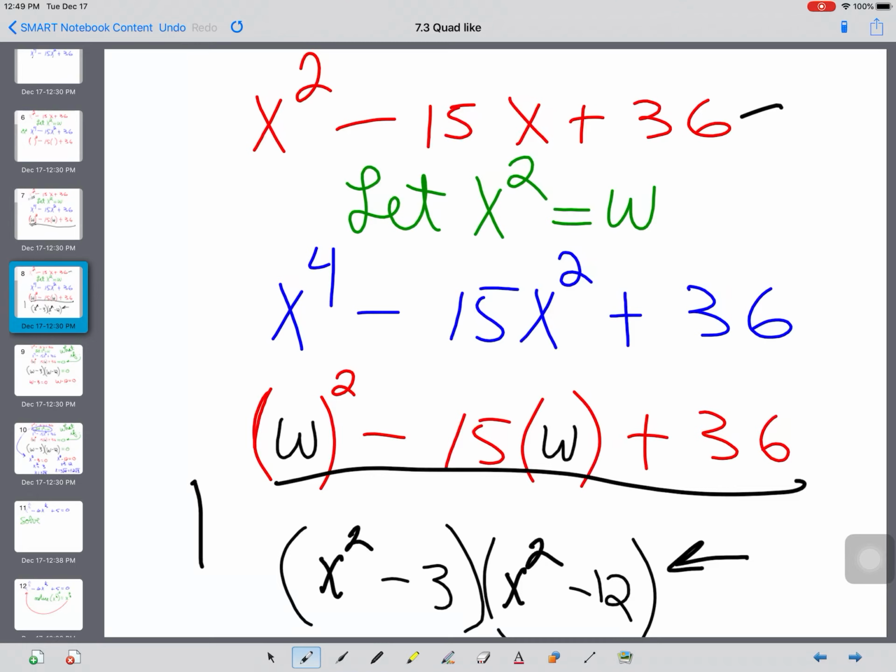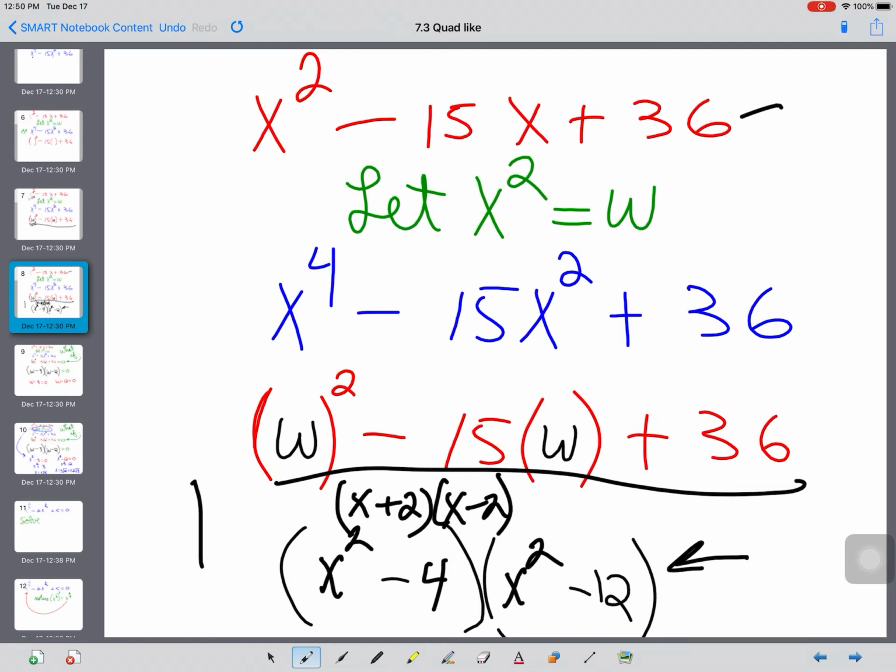If this was, for example, let me change the problem just for a moment. What if that had been a 4 instead? Then x squared minus 4 factors as x plus 2 and x minus 2. But where the problem originally was, that wouldn't factor, and so you'd be done.